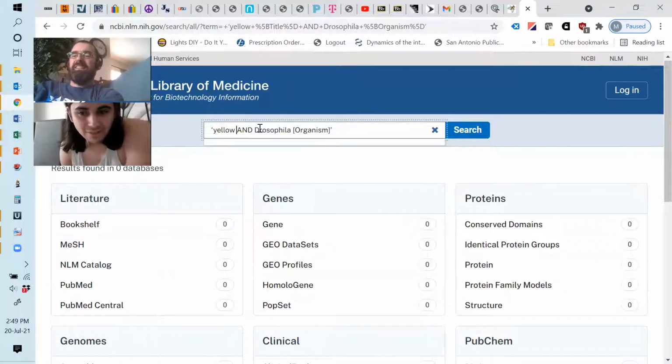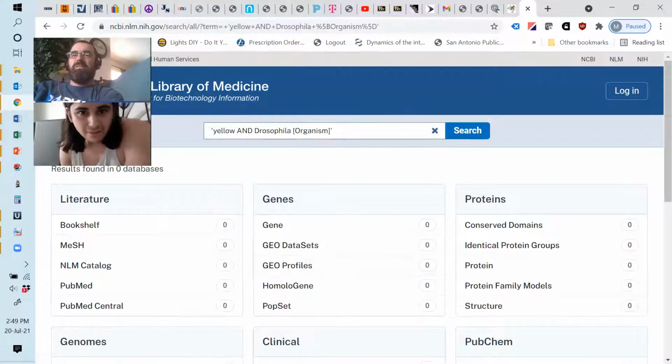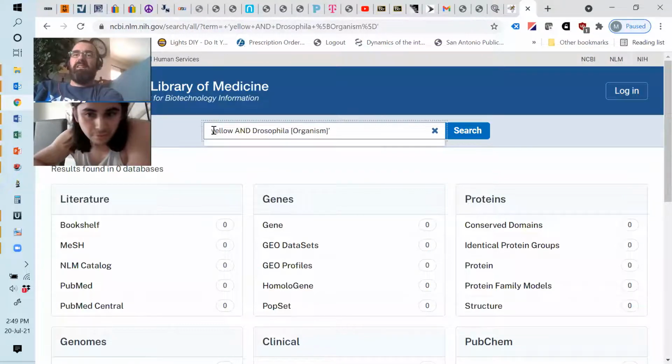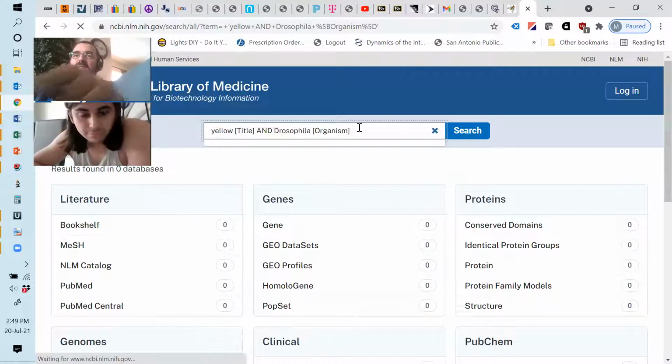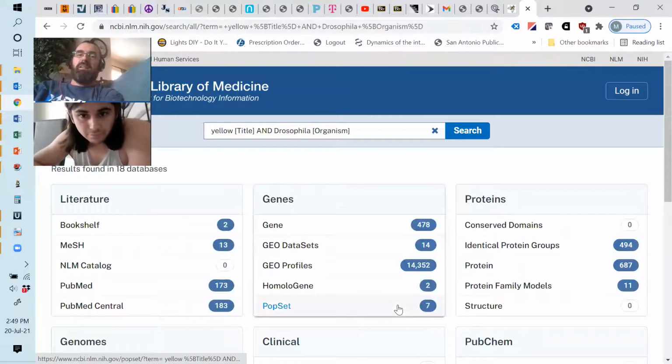Whenever I tried it, I just did yellow and Drosophila organism and I didn't put the quotations. But I don't know if I did it right. Oh, okay. Maybe I'm being too clever for my own good, huh? Okay, scratch the bunny ears. There you go, that's a little bit more manageable.